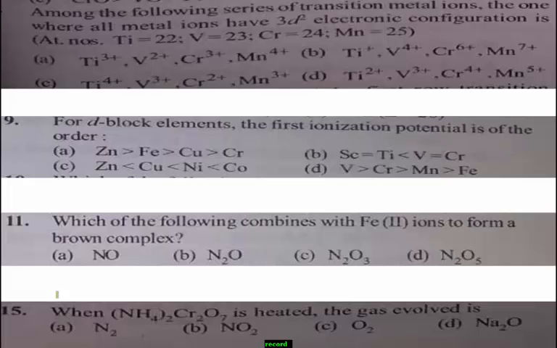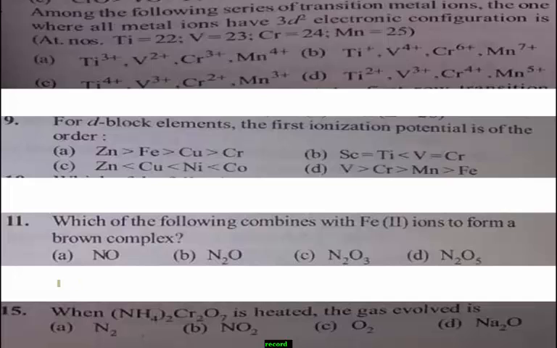I write argon 3d2 4s2, and I write chromium like argon 3d5 4s1, and vanadium argon 3d3 4s2, and Mn argon 3d5 4s2. Among the metal ions, the one where all the metal ions have 3d2 electronic configuration is Ti2+, V3+, Cr4+, and Mn5+. Therefore, D option is the right answer.